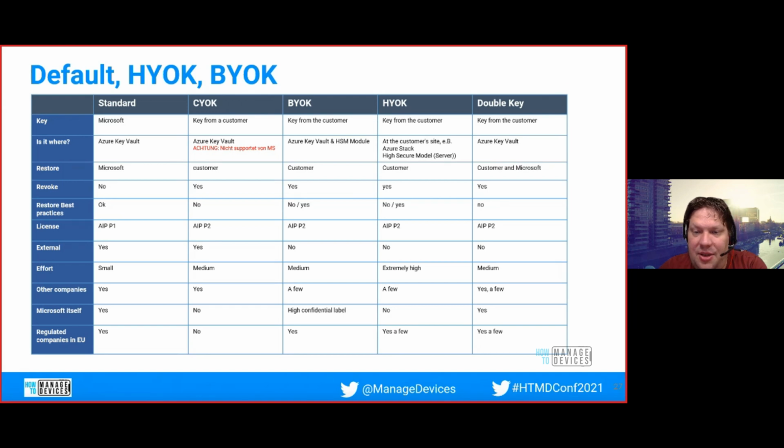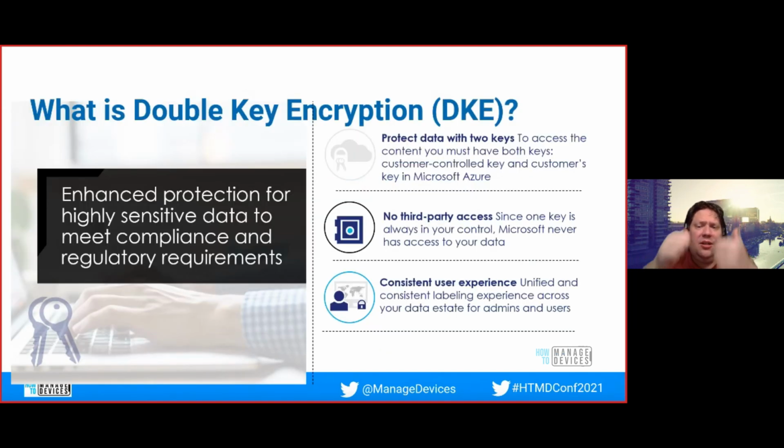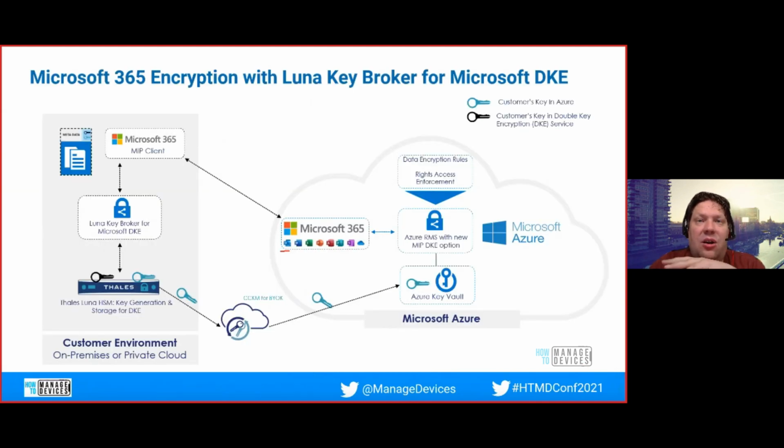Where is my slide here? Yeah, what does double key encryption mean? Double key encryption is: Microsoft has one key and you have one key. When you have a look here, your key is stored in the Thales environment, and there are a lot more scenarios. So we have this stored here. You have the key broker, which is connected to the Microsoft Information Protection world, to the Microsoft Information Protection client. And then in the cloud there is also Azure RMS at the end. So it's the next level of the hold your own key scenario.